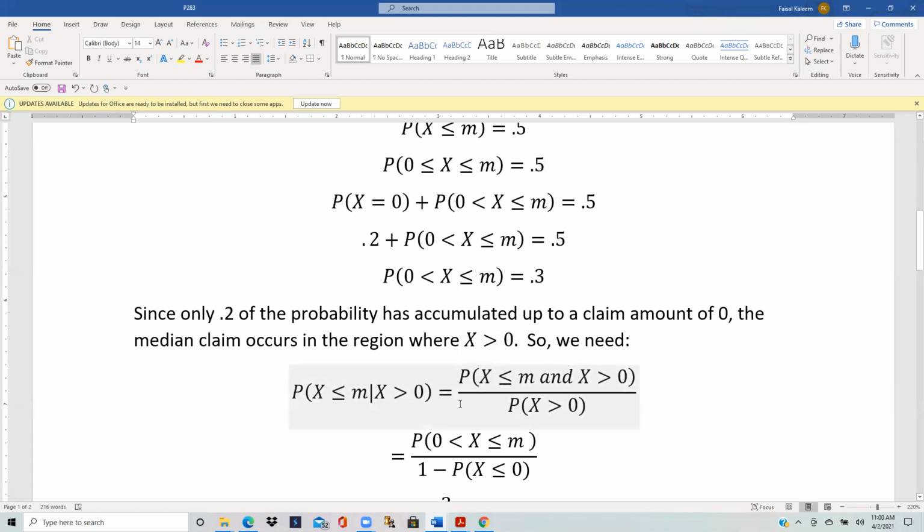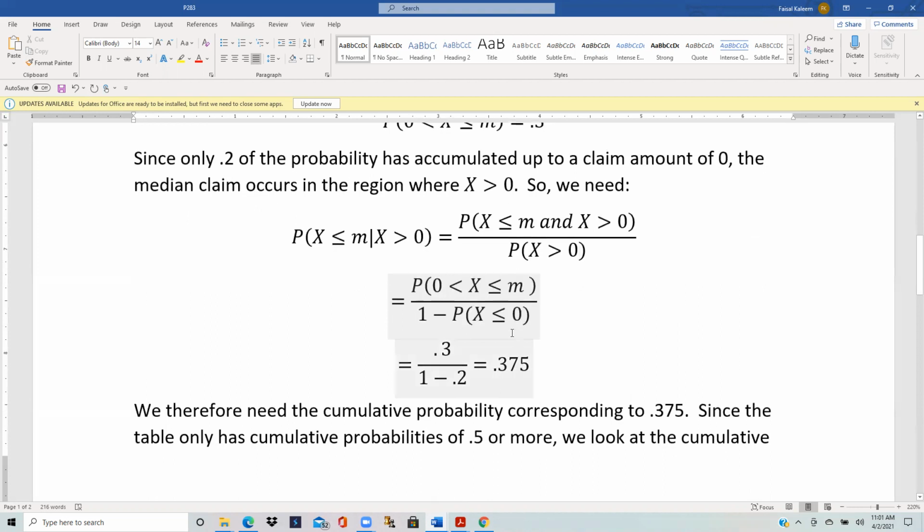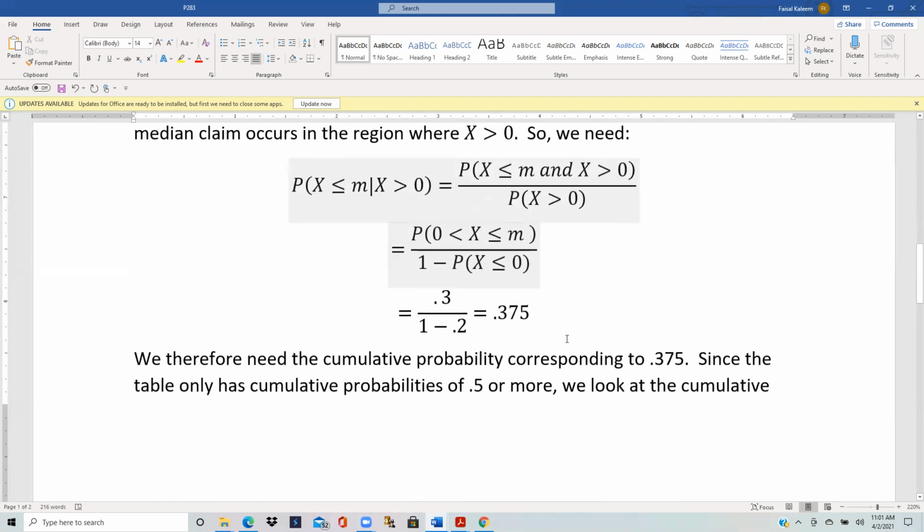And this probability is equal to probability x less than or equal to m and x greater than 0, divided by probability x greater than 0. And that's equal to, when you combine these two, probability x greater than 0 and less than or equal to m. And greater than 0 is the complement of less than or equal to 0. The numerator we just found above is 0.3. And the denominator would be 1 minus 0.8, because less than or equal to 0 means equal to 0 in this case, since we can't have negative. We can only have equal to 0, which is 0.2. And so this is 0.375.